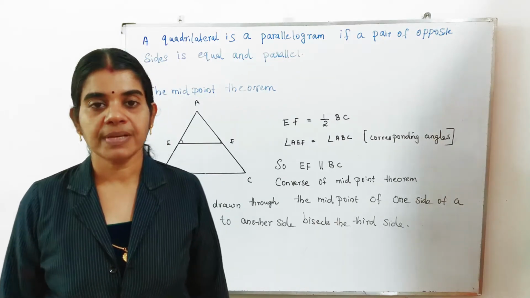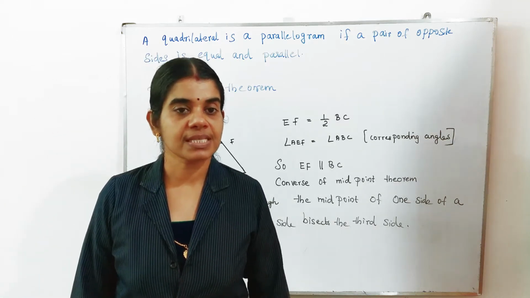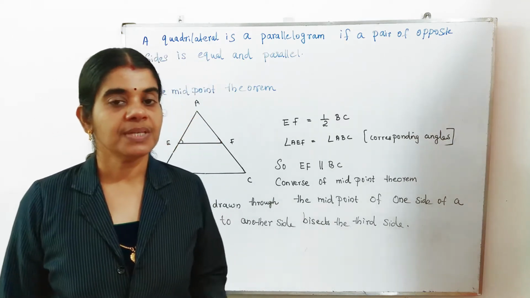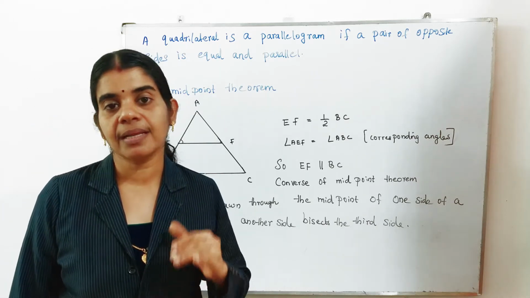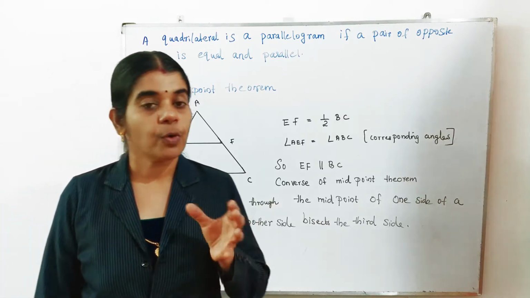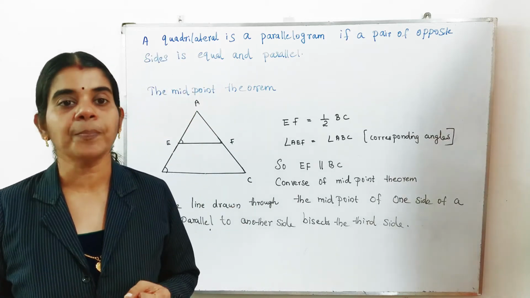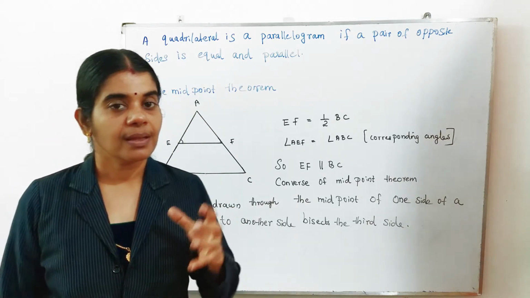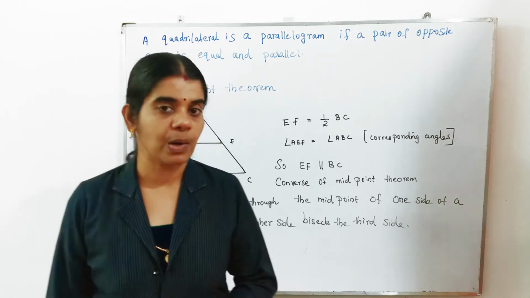Maths class. In the previous class we discussed quadrilaterals, especially the properties of a parallelogram. We studied that if in a quadrilateral the opposite sides are equal, it will be a parallelogram. If opposite angles are equal, then also it will be a parallelogram. If the diagonals of a quadrilateral bisect each other, then also it will be a parallelogram.